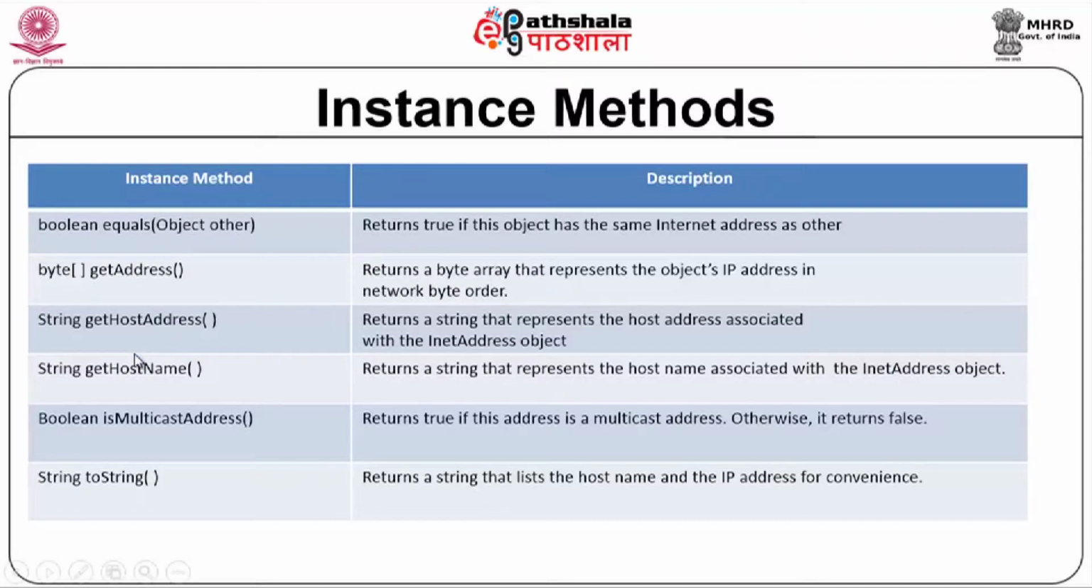the InetAddress object. And we have a method called getHostName, that returns the host name of the InetAddress object of the local machine. And isMulticastAddress would return true if that address is a multicast address, and toString is a conversion from the InetAddress object to a string.